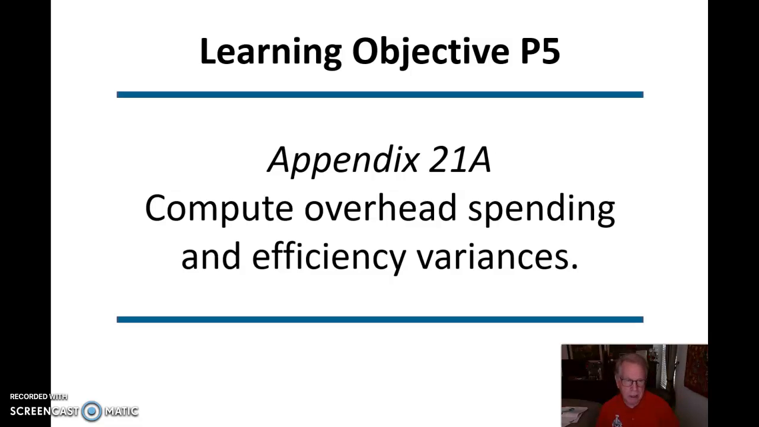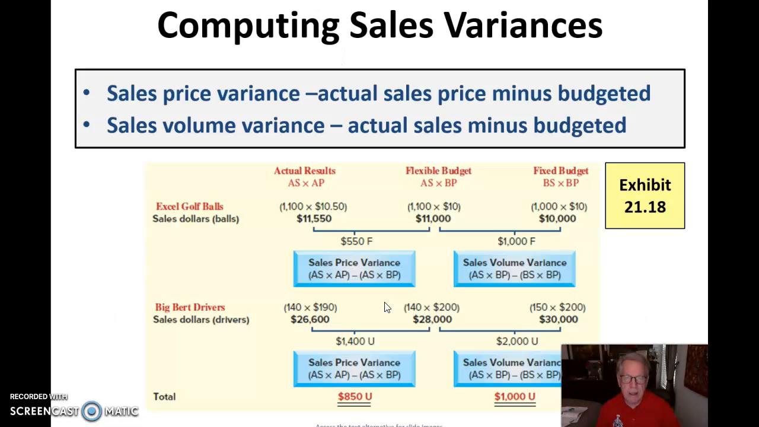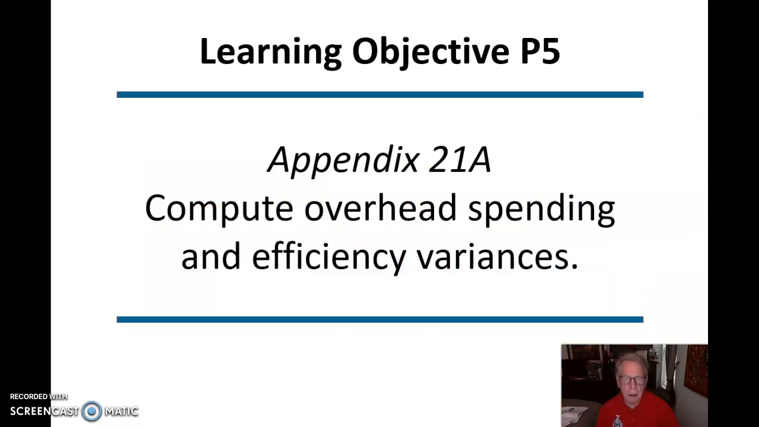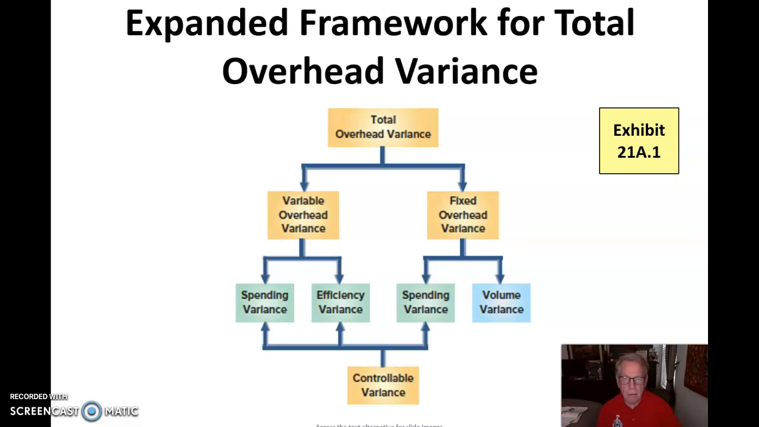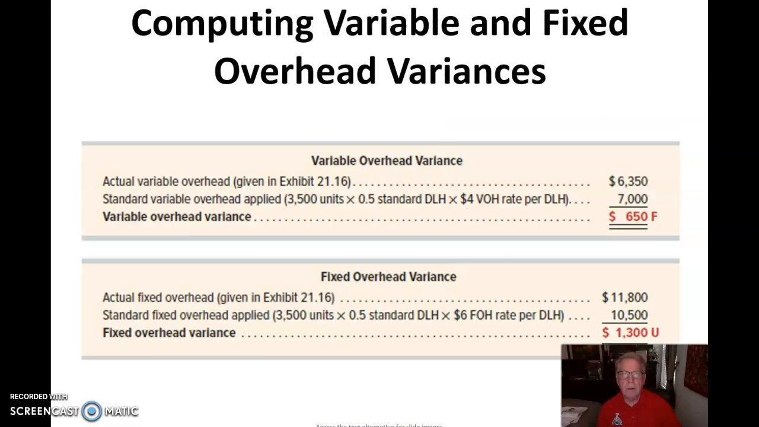So if I go back to my previous slide, here is, I guess I went too far. Here we go. Our spending variance and efficiency variance, we're going to do next, which are located here. All right, so how do we do that? We're going to look at the variable overhead variance. That was $650 favorable. And we did that by the numbers that we had in our exhibit 21.16.